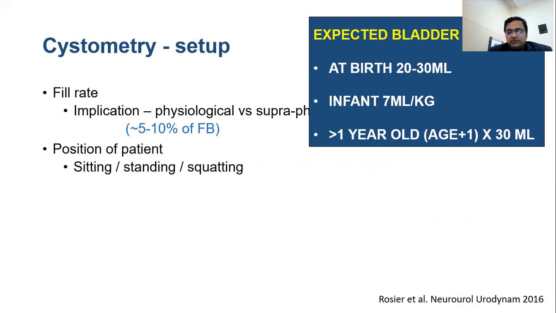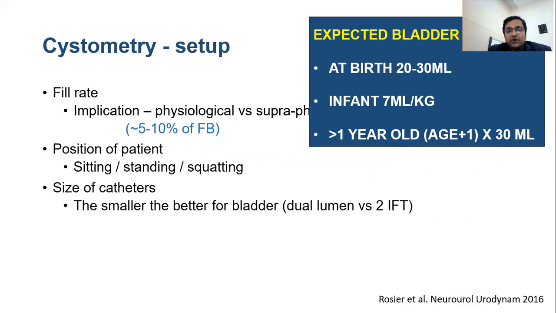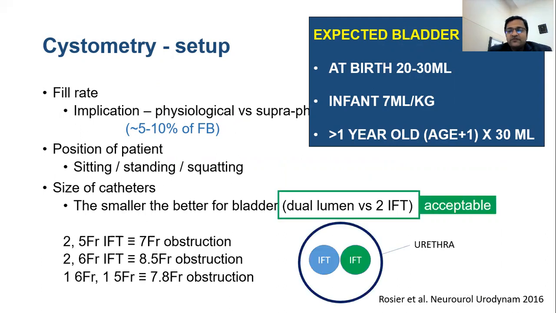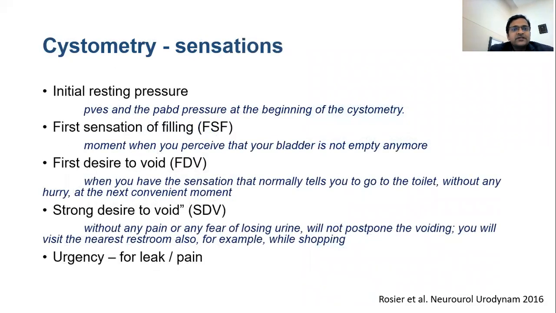Position of the patient should be marked. Size of the catheter, the smaller the better. We should note what size of catheter was used. The smallest cystometric catheter, dual lumen, is about 6 French, or alternatively, equally effectively, we can use 2 infant feeding tubes. So let's say if you're using two 5 French feeding tubes, it is not equal to 10 French obstruction, because you have to consider the area, not one dimension. So actually, it is about 7 French obstruction. So 2 feeding tubes is equal to using a 7 French single tube, and so on. In cystometry, sensations in adults particularly are important.